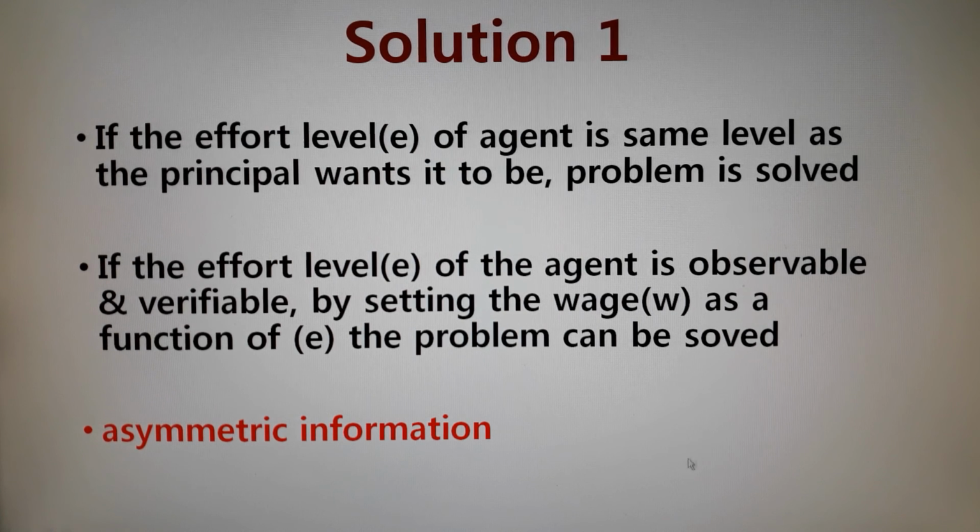So in reality, asymmetric information exists. So the effort level cannot be observed, cannot be verified. As long as that is the fact, we cannot apply solution 1 to solve the moral hazard principal agent problem.